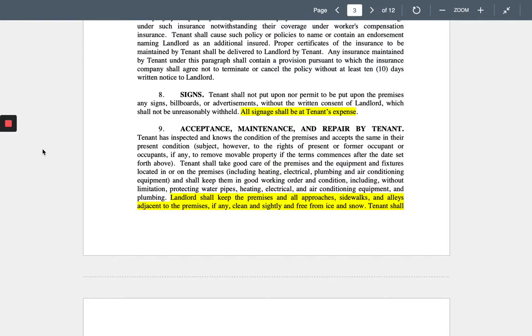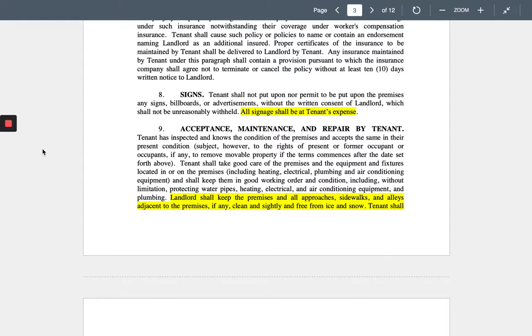Acceptance, maintenance, and repair by tenant. And so when you return the premises back to the landlord, it needs to be in the same condition you're getting it in. And they'll usually, if you're going to knock down a wall, they might want you to get their permission to do it. But let's see what it says here.